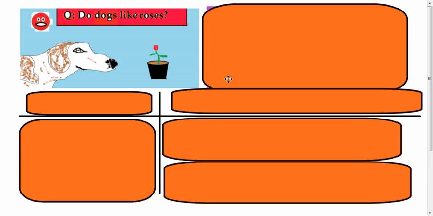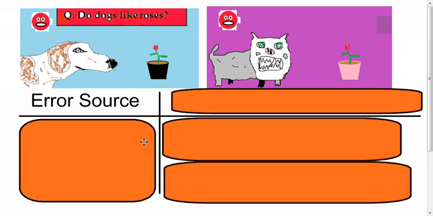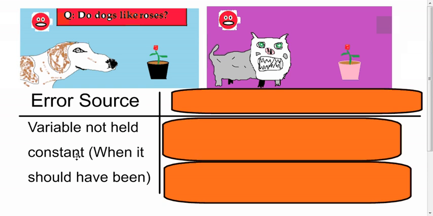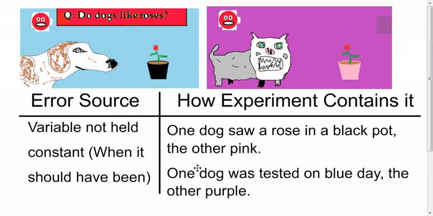Now, let's say I was studying whether dogs like roses. There are a few subtle differences in these scenarios. One time the rose is in a black container, one time it's in a pink one, and one time it's on a blue day, and one time it's on a purple day. Therefore, the error source is that there's a variable not held constant when it should have been constant. Like I said, the dog saw the roses in different containers and was presented the roses on a different type of day.